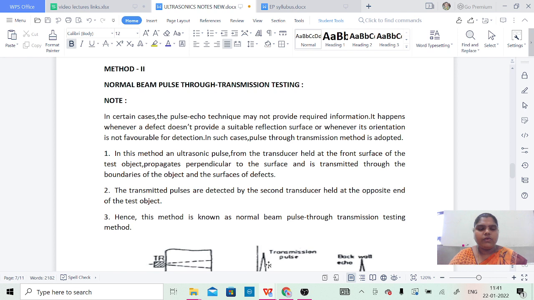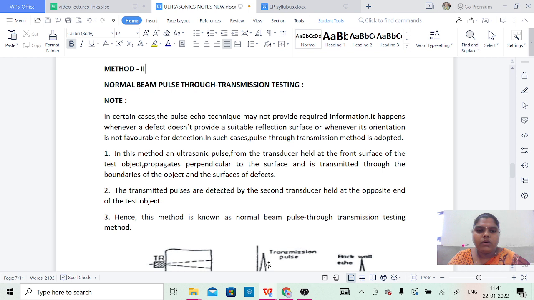In this video, we are going to study method 2, used when the pulse echo technique fails in some situations: the normal beam pulse through transmission technique. Note that in certain cases, the pulse echo technique may not provide the required information. So the pulse echo technique also has some drawbacks, some disadvantages. To overcome this, we use this normal beam pulse through transmission test.